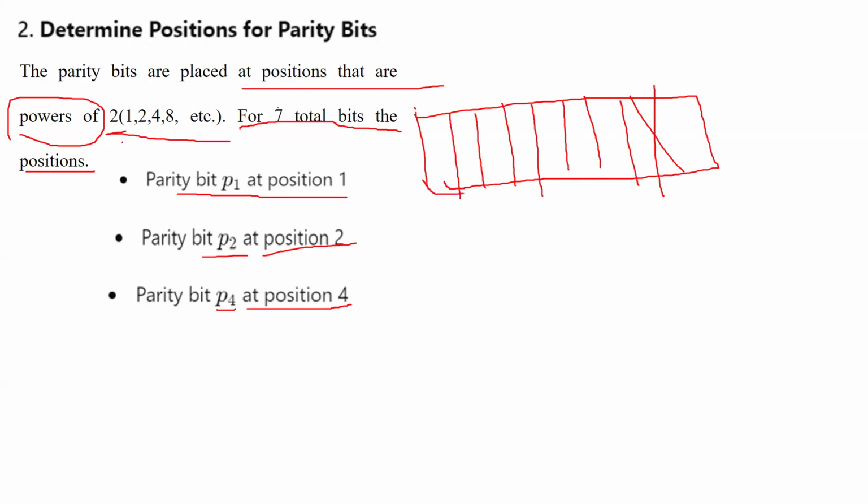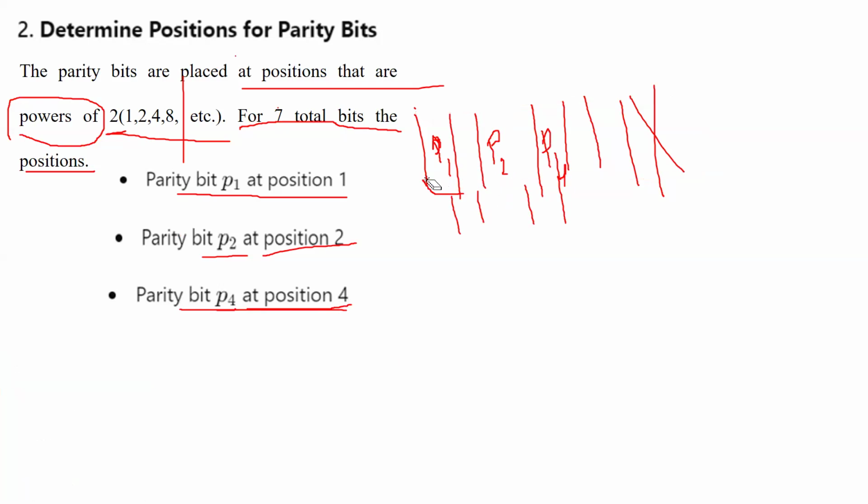From this bit, I need to take the powers of 2. 2 power 0 is 1, so this is P1. The next power of 2, 2 power 1, is nothing but 2, so it's going to be mentioned as P2. Next, 2 power 2 is 4. So now we have the parity bit at position 4, it's going to be mentioned as P4. Okay, now we got it. So that is how we got the parity bits.